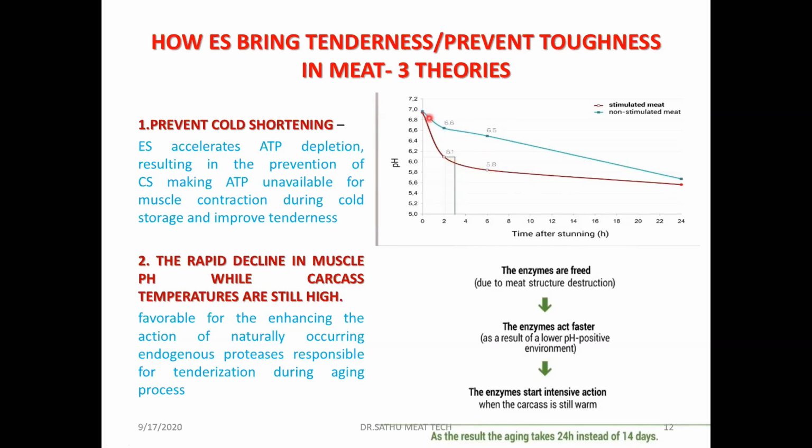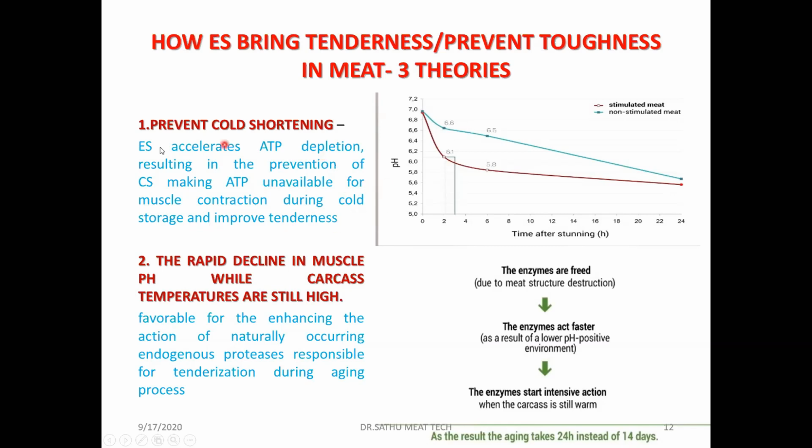But here you can see the pH is falling down slowly and the temperature also decreases slowly. But here the pH falls rapidly, and the carcass temperature will also be higher, say above 30. So this will help to prevent cold shortening. Electrical stimulation accelerates ATP depletion, resulting in the prevention of cold shortening, making ATP unavailable for muscle contraction during cold storage, and improves tenderness.